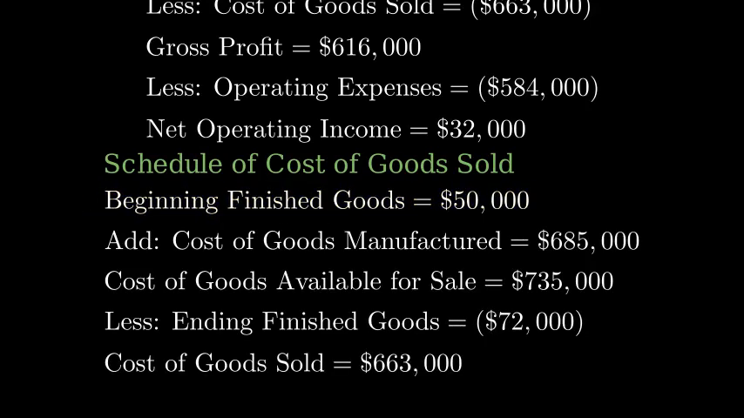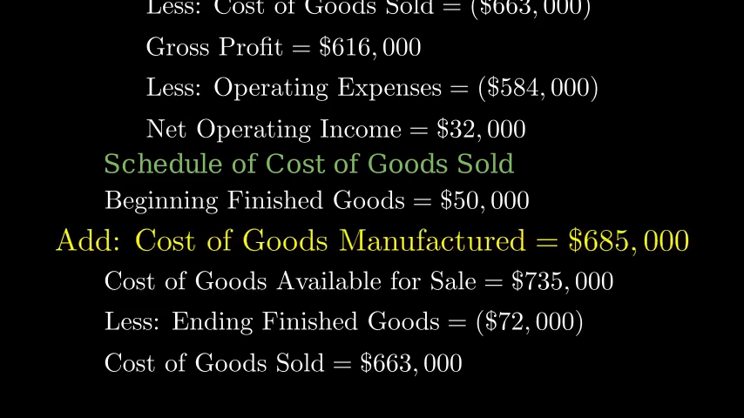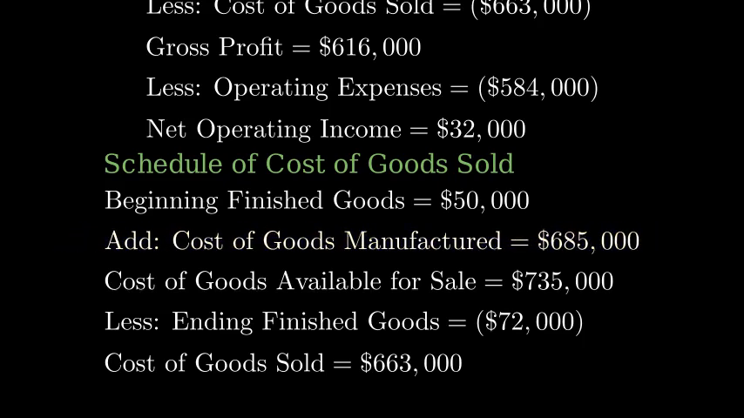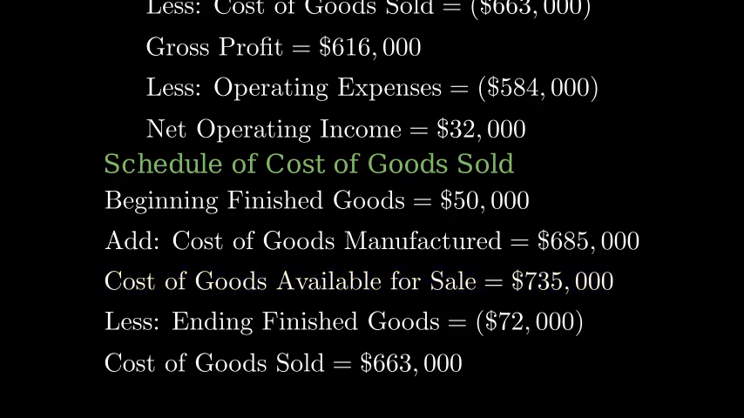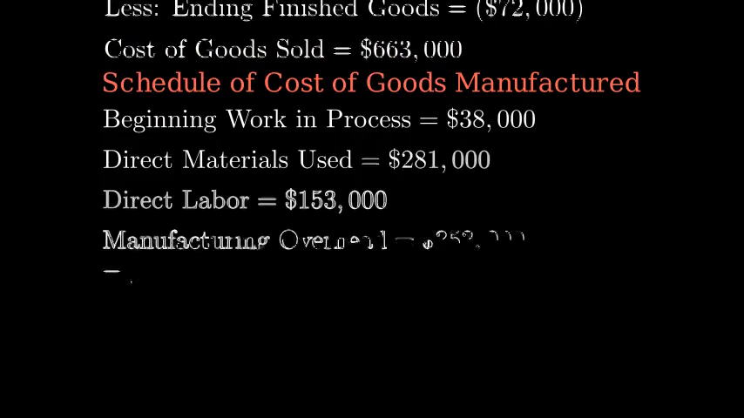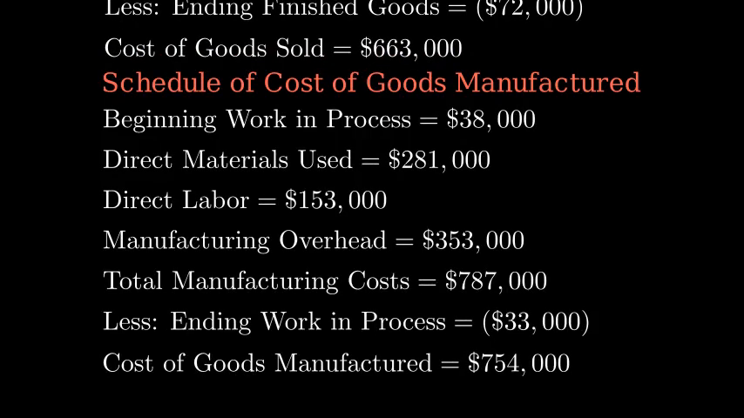We can calculate that beginning finished goods inventory was $50,000. We add cost of goods manufactured of $685,000, giving us cost of goods available for sale of $735,000. Subtracting our unadjusted cost of goods sold of $663,000, we can determine that ending finished goods inventory is $72,000. Finally, let's prepare the schedule of cost of goods manufactured.